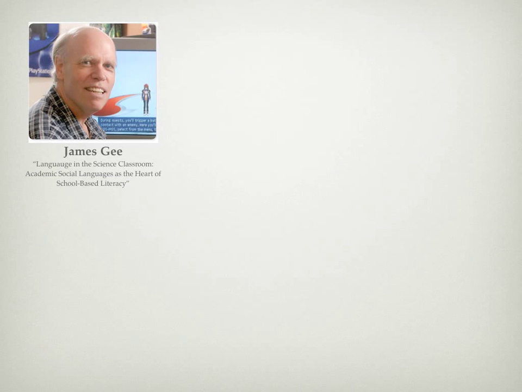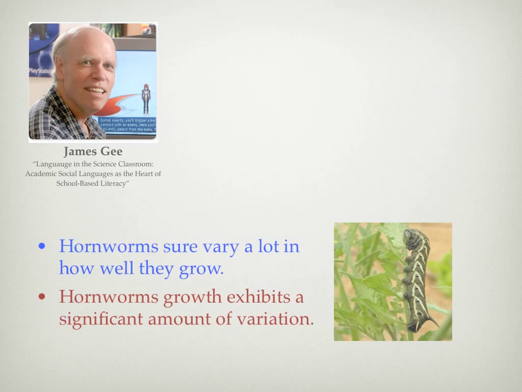And to do this, I'm going to get some help from a famous US linguist, although he might want to be called a critical discourse analyst, named James Gee. The two statements that I showed earlier actually came from a paper that Gee wrote about the language of science, and his paper argues, amongst other things, that becoming comfortable with academic social language is at the heart of school-based literacy. Here are the two statements.